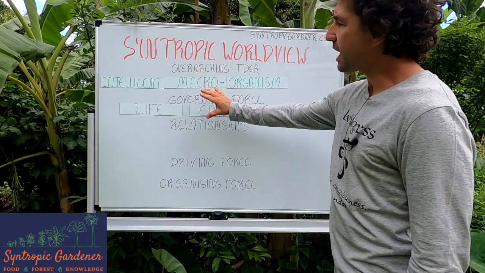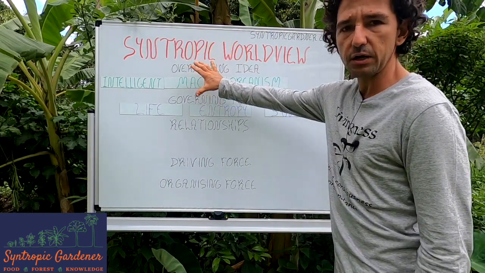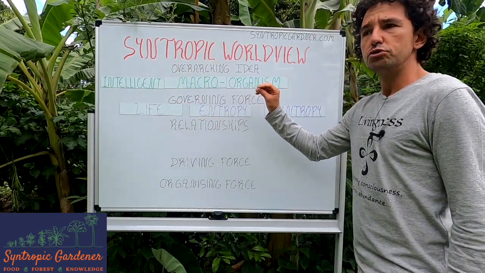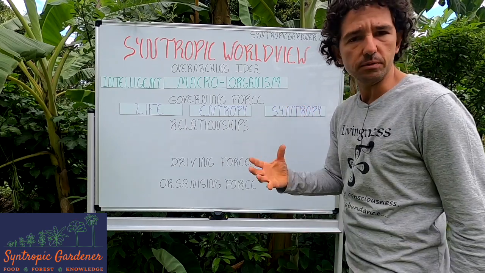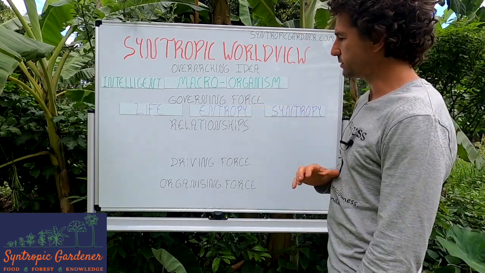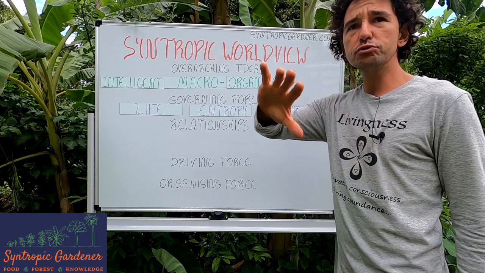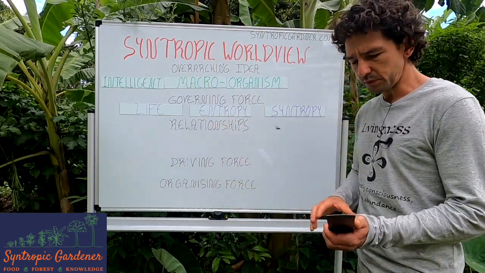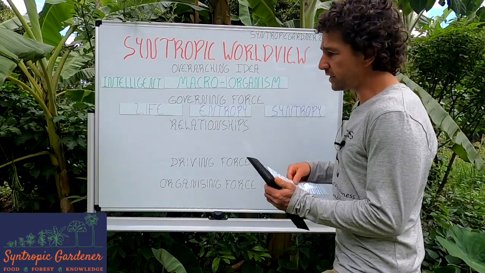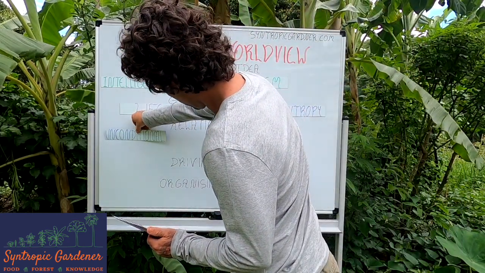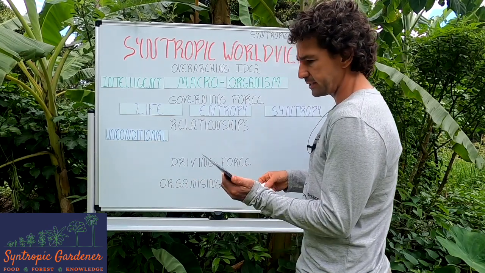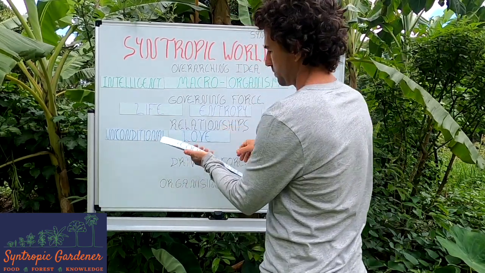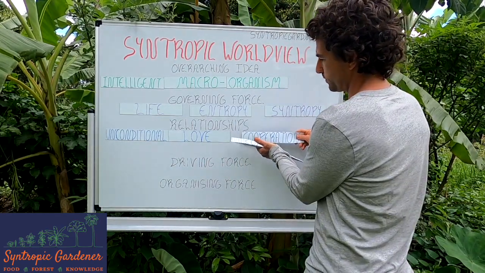So we have an organism that is macro. We have life as its governing force. So we need to have some structure, inverted commas, on how all those myriad life forms are interacting. And the first two key concepts are unconditional love and cooperation.